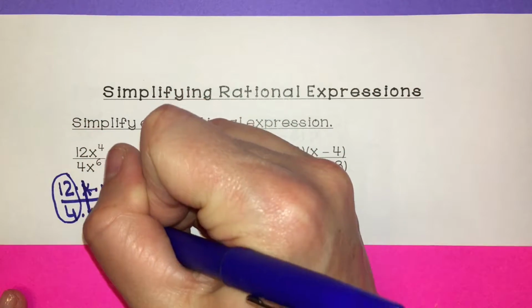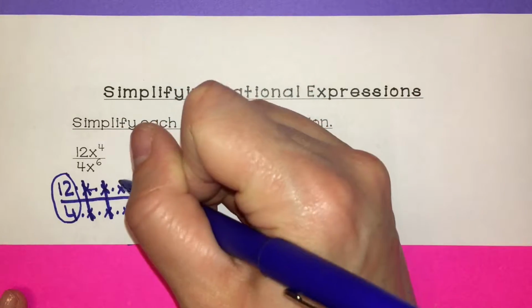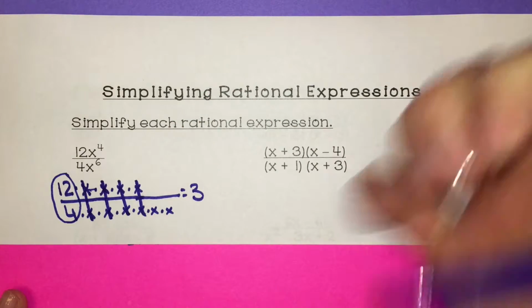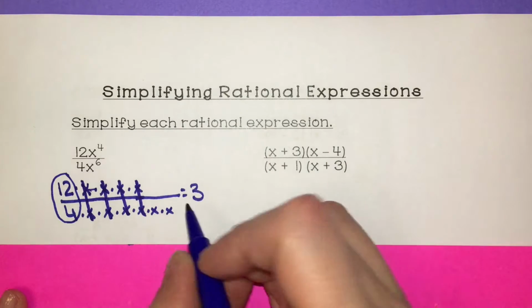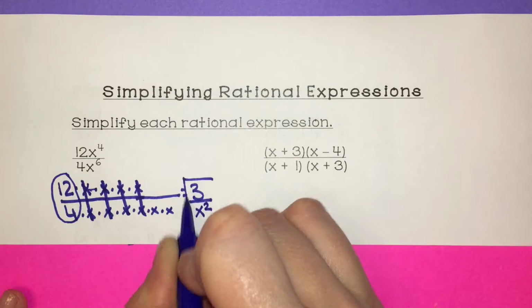So x divided by x is 1. X divided by x is 1, and again, and again, four times in all. So I have a 3 on top from 12 over 4, and on bottom, I'm left with x times x, which is x squared.